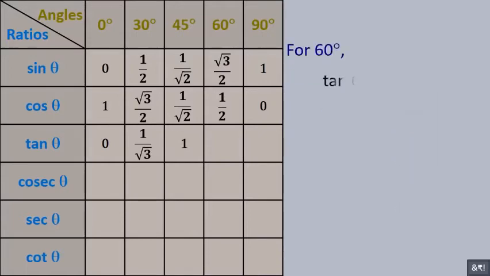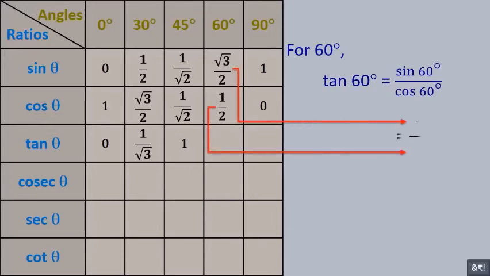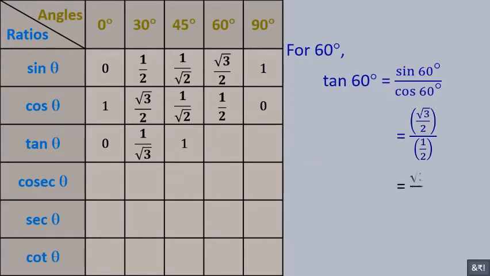For 60 degree, tan 60 equals sine 60 upon cos 60. So these two values will be divided: under root 3 by 2 upon 1 upon 2. On simplifying, we get the answer as under root 3.